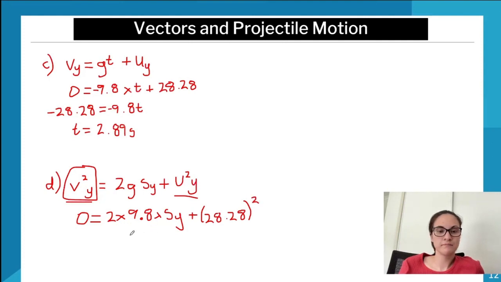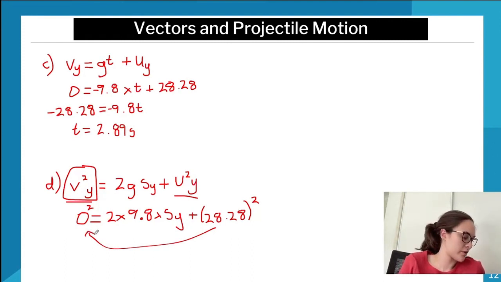Alright. And then we're going to move this over here, because we need to get Sy by itself. So I'm just going to quickly calculate what that value is. That's going to be 799.75, but that's going to be a negative because we're moving it over. Oh, it's actually 0.76.